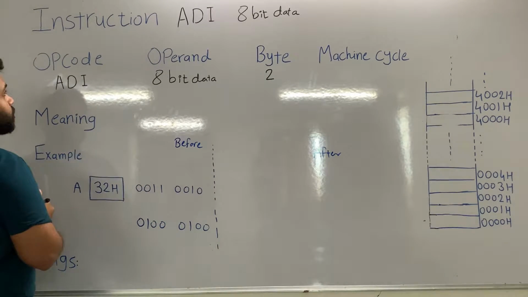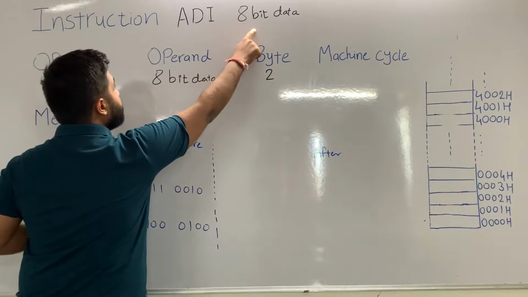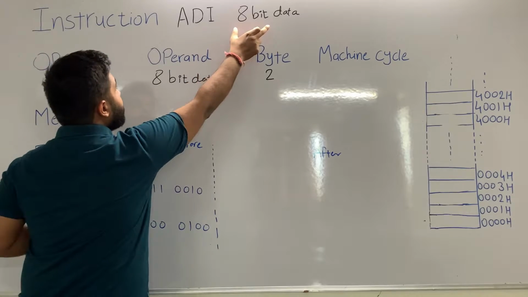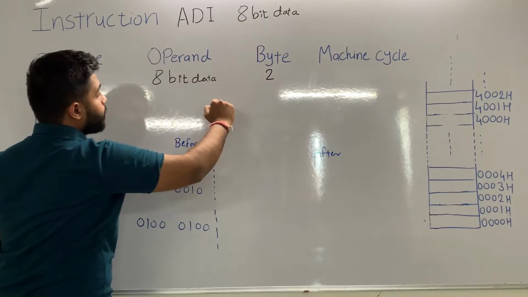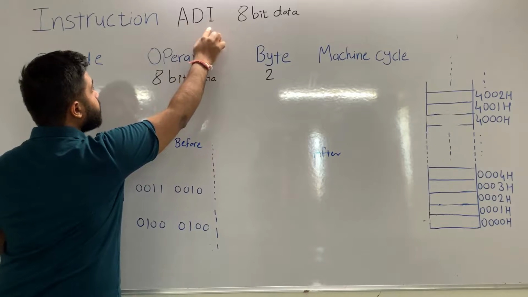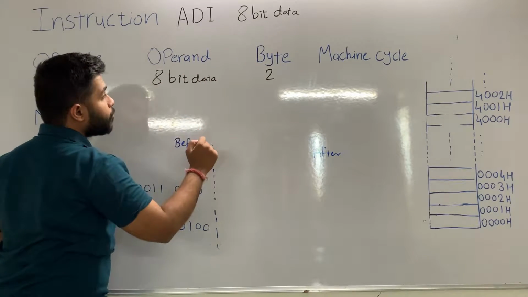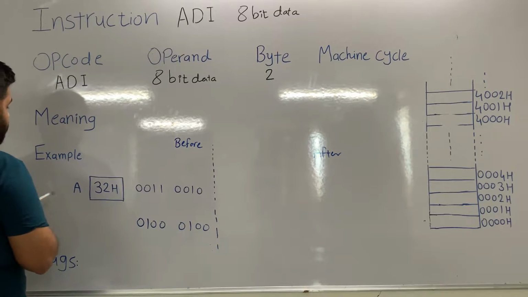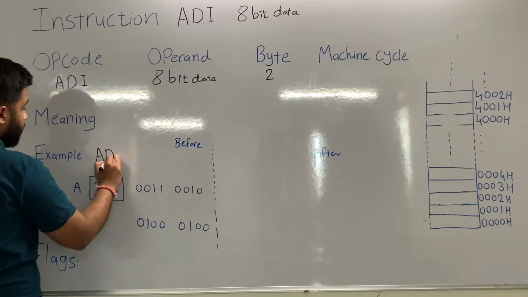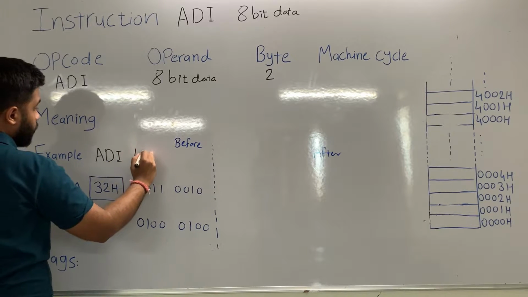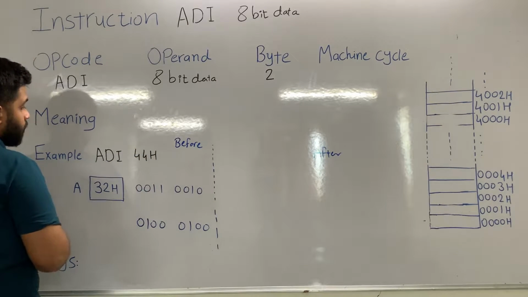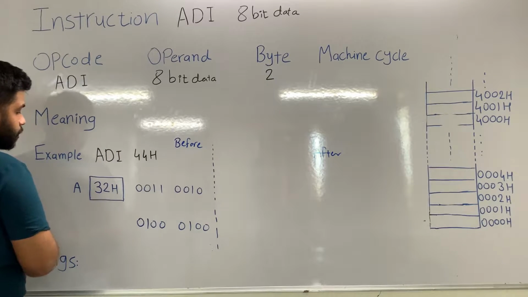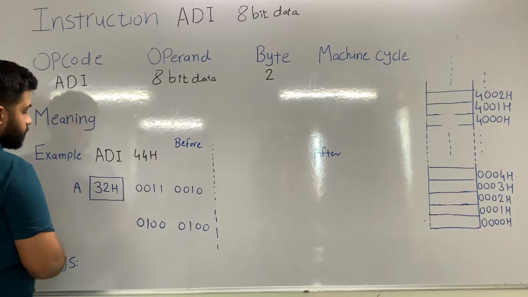Now let's see the meaning of the instruction. ADI 8-bit data. It means add immediate 8-bit data with accumulator. I am repeating, add immediate 8-bit data with accumulator, and the answer will be stored in the accumulator. Let's see one example. Suppose ADI 44H. Before the execution, you can see that the content of accumulator is 32H.